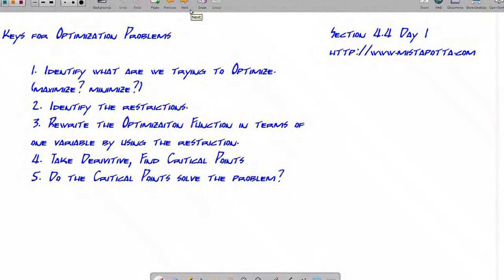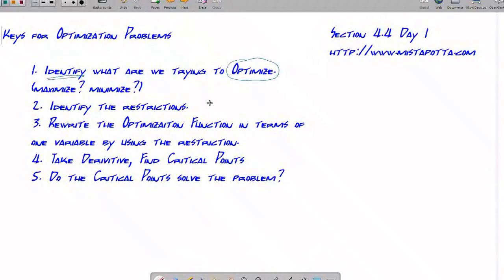The first thing that we have to do is try and identify what it is that we're trying to optimize. Now, often this function that we're trying to optimize is going to be a function of more than one variable. It's going to be some type of relation. What we have to determine first is, are we trying to maximize? Are we trying to minimize? What exactly are we looking for here?